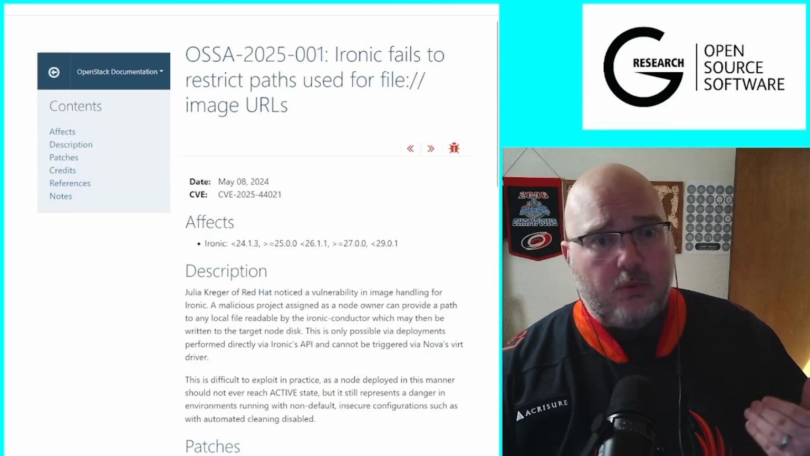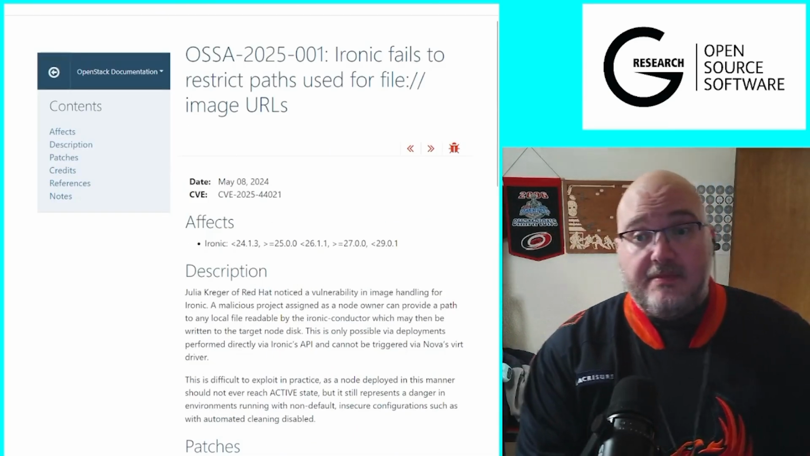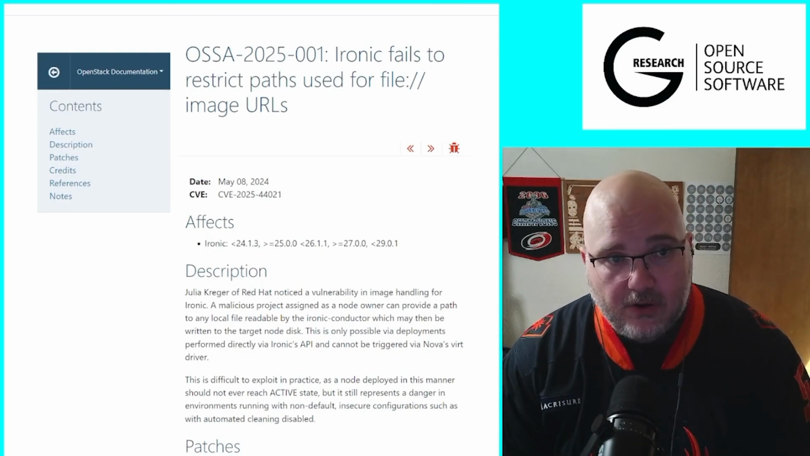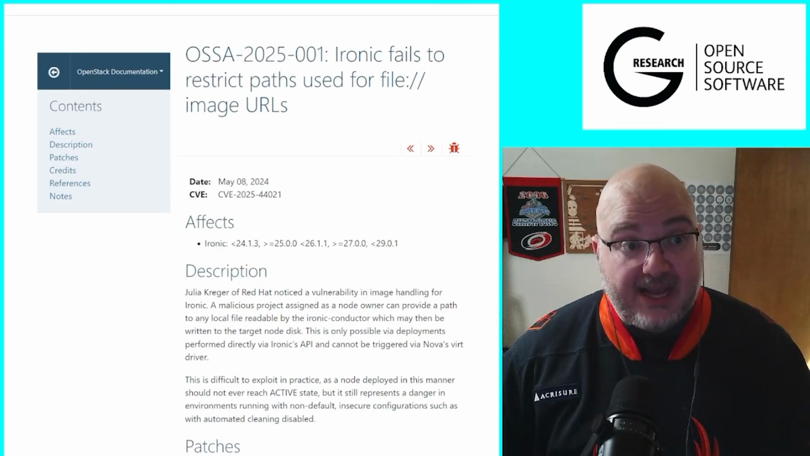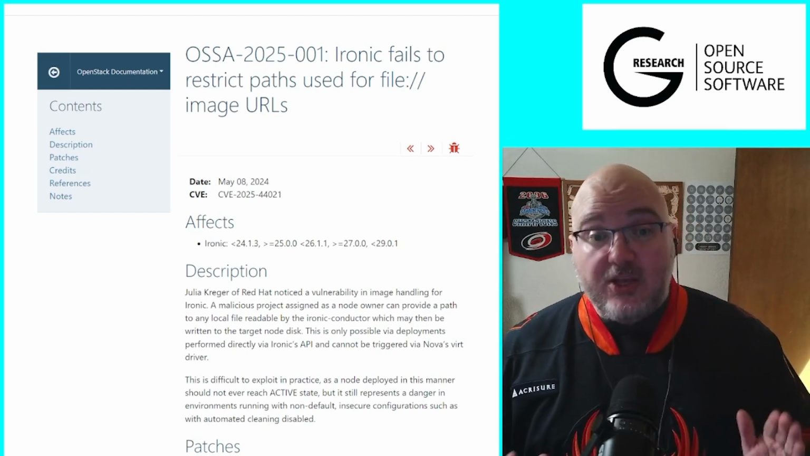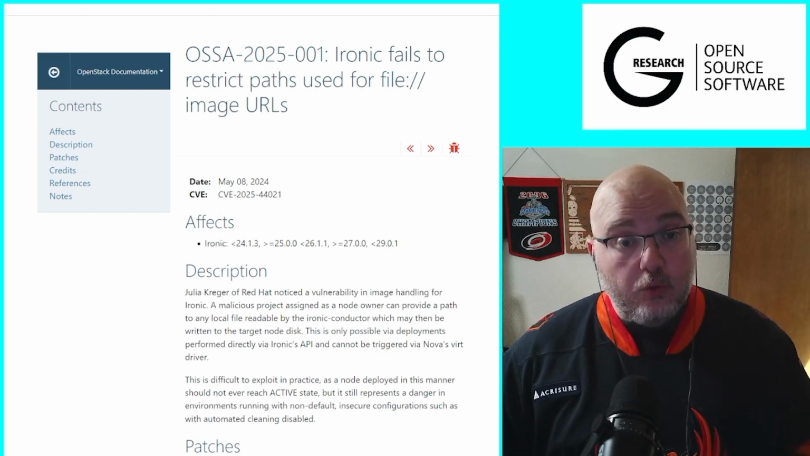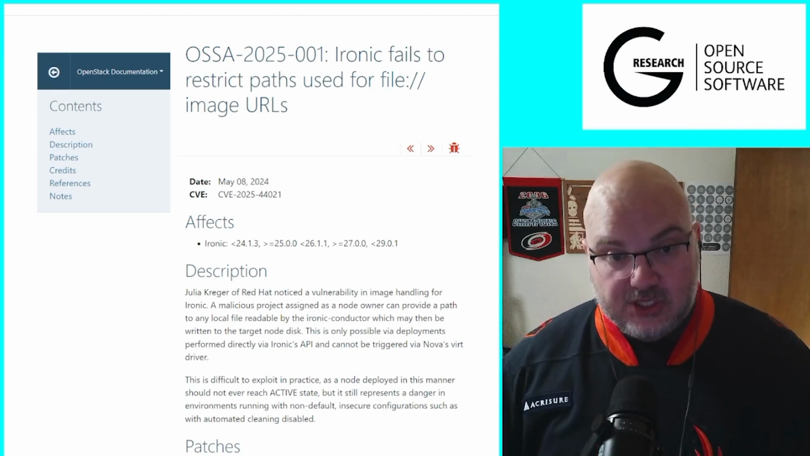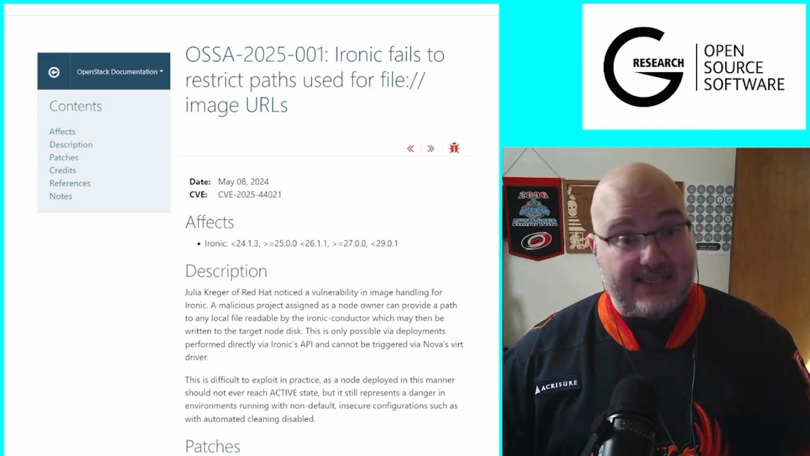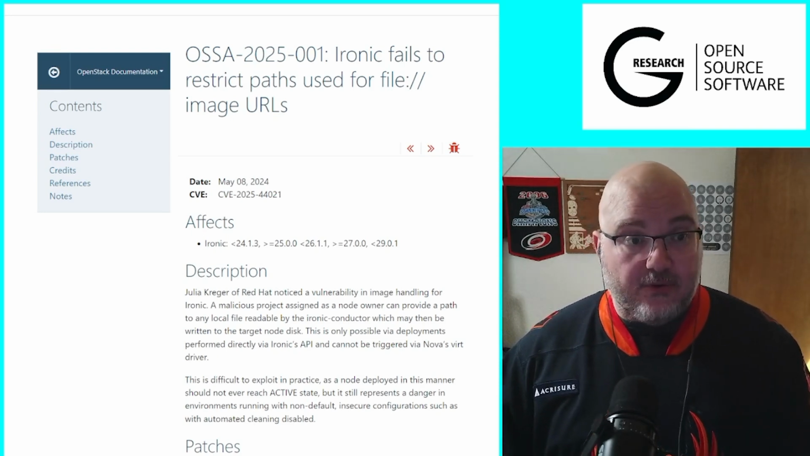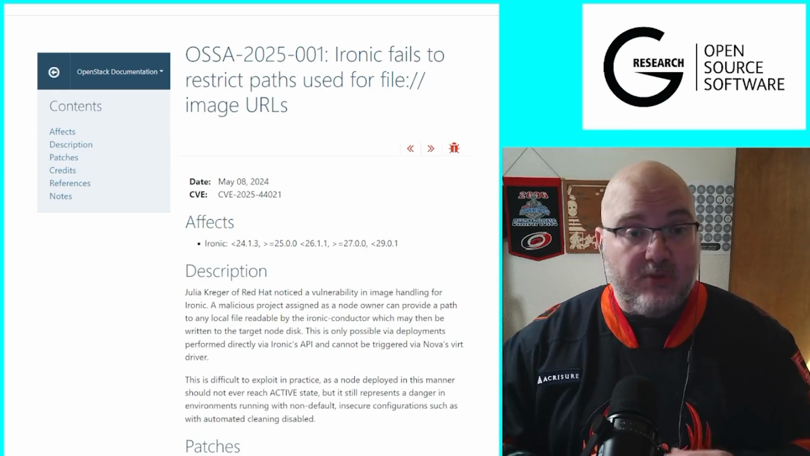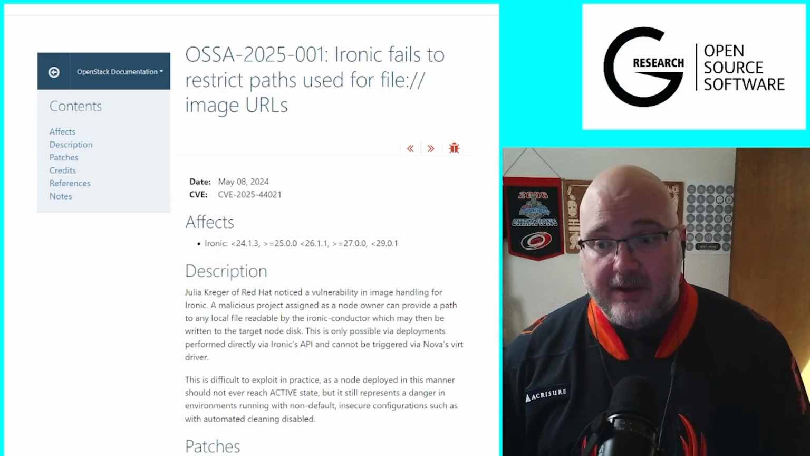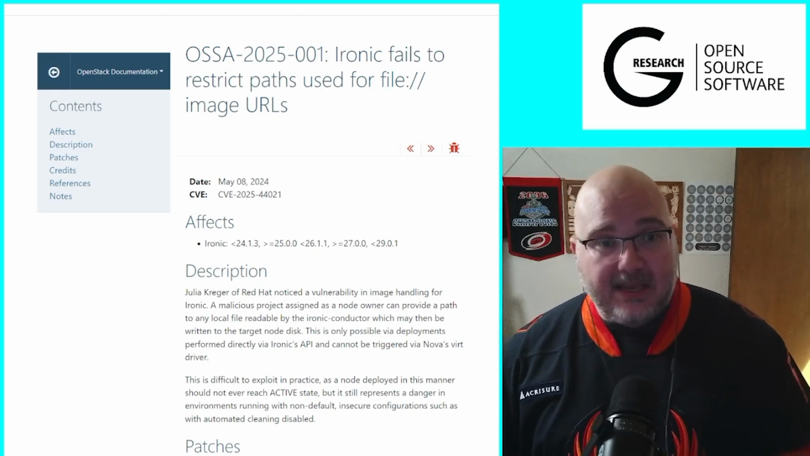So again, we're going to summarize real quick. Ironic, CVE-2025-44022, OSSA-2025-001. Ironic was failing to restrict the paths for file image URLs. Any users of Ironic who are using Ironic in a standalone manner or using Ironic's node owner functionality to permit users access to their nodes need to harden against this vulnerability in order to avoid conductor files potentially ending up on server disks, even if for a little while. So good luck. Please get patched up.